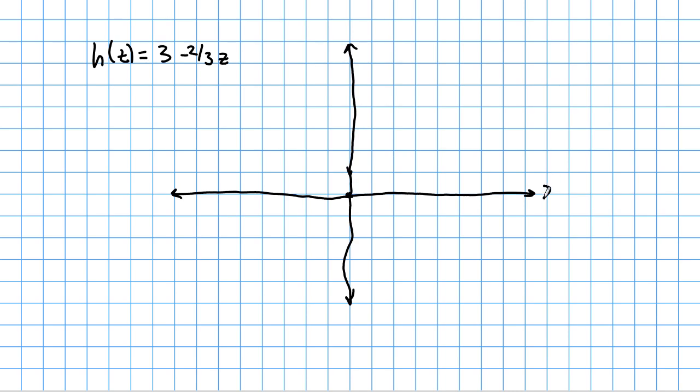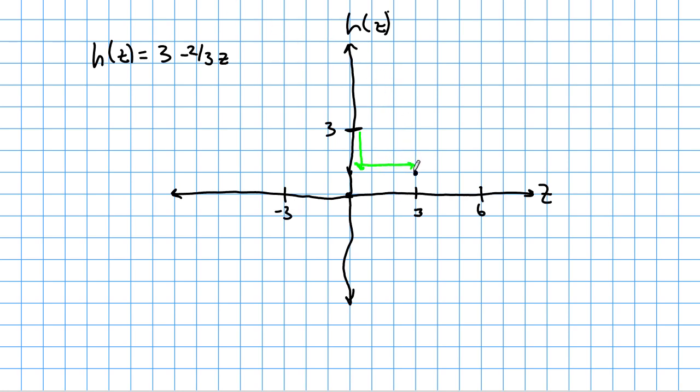Okay, so we have z as our input, and h of z is our output. Our y-intercept, or our vertical intercept, since it's not really called y here, is 3. And we have a rise of negative 2 and a run of 3. So go quick and just label a few points. So we rise negative 2 and run 3.